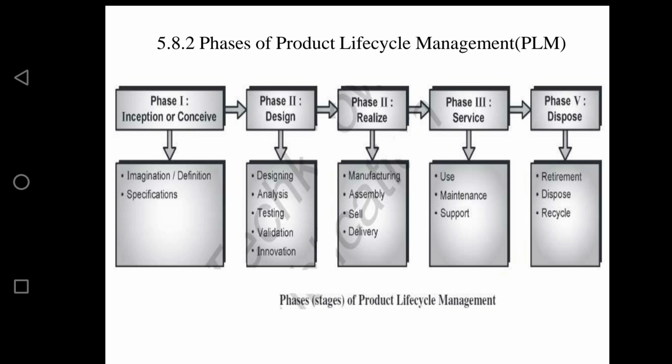Once we manufacture and assemble it, we have the real product in our hands. The product is then handed over to the sales department, which sells and delivers the product to the customer. So this is what we do in phase three.